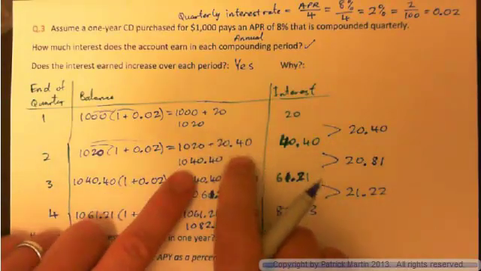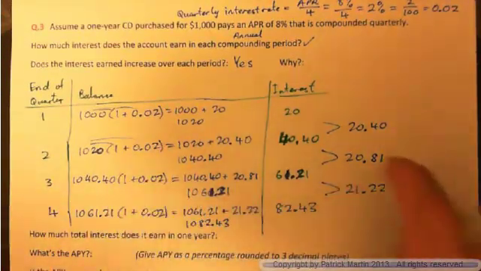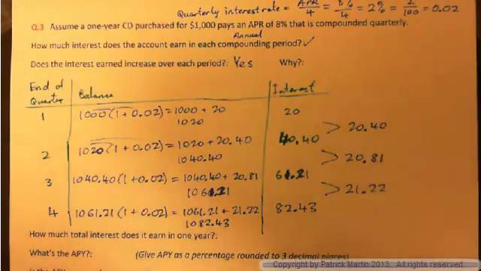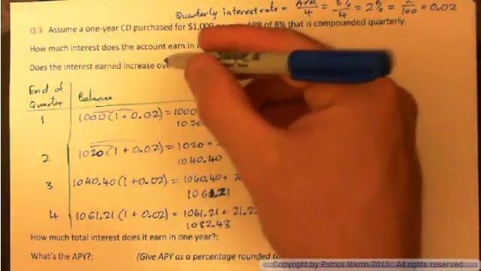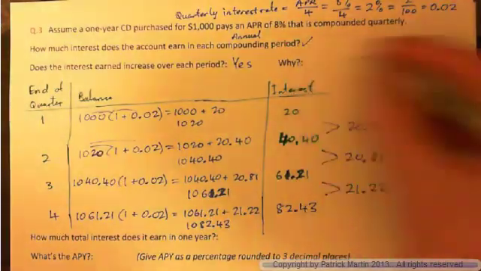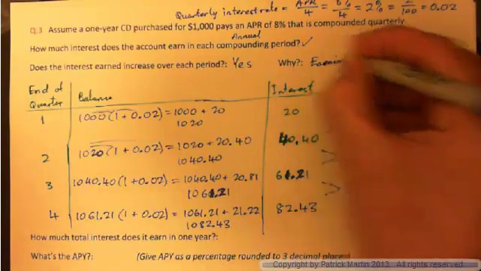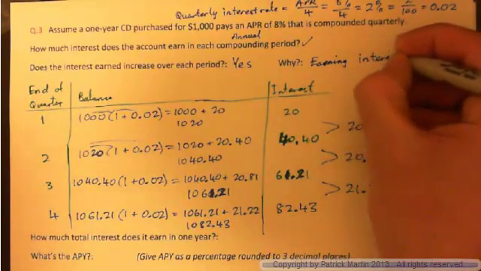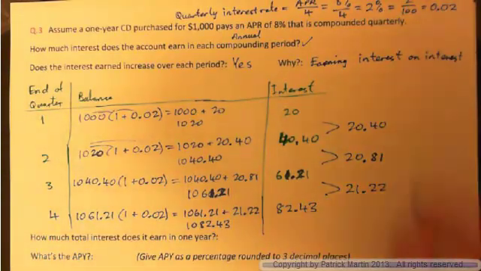So when you earn interest on top of interest, that's why your amount of interest each period increases. Okay, and that's what compound interest means. You're earning interest on top of interest. So does the interest earned increase over each period? Yes. Why? Because we're earning interest on top of interest. And you could use your own words if you like. That's what compound interest means.